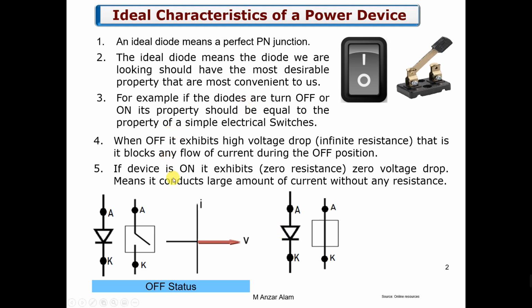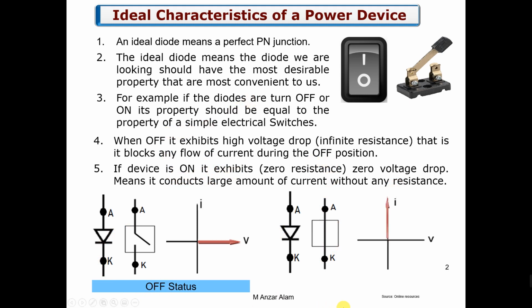So if the device is on, it exhibits zero resistance and zero voltage. If resistance is zero, voltage is zero, meaning it conducts a large amount of current without any resistance. That is the ideal property of a diode.